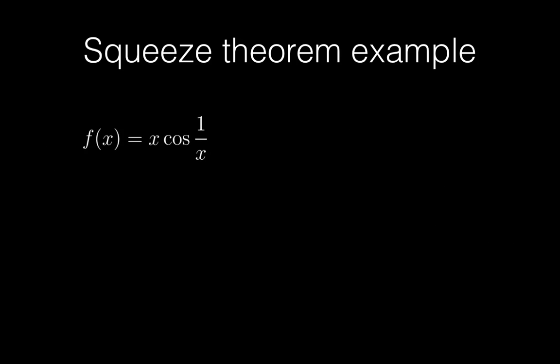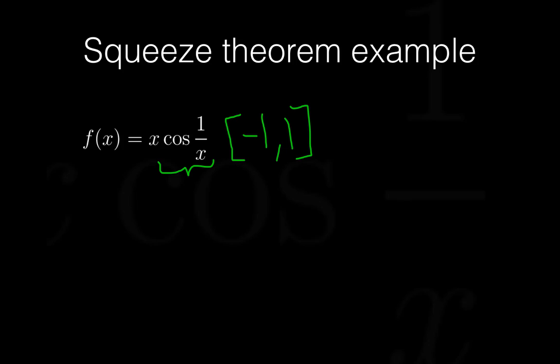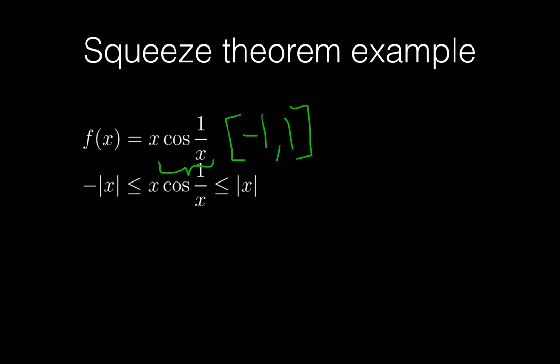Let's take f of x equals x times the cosine of 1 over x. We know that this term right here will vary in value between -1 and 1. What we can do now is find two functions, one that is less than or equal to f of x for all values, and one that is greater than or equal to f of x for all values. We can see here that this will be true.